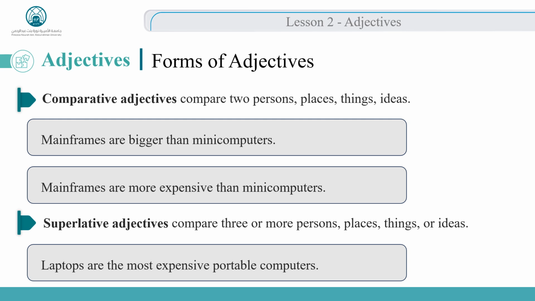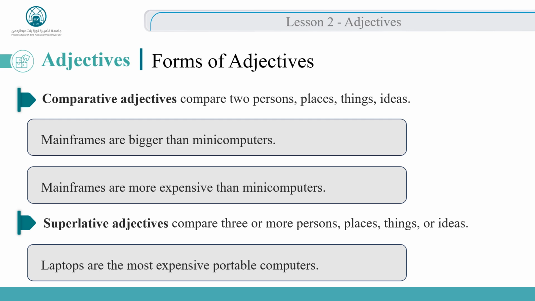But let's first look at some examples of comparative adjectives and superlative adjectives. First, comparative adjectives. Mainframes are bigger than many computers. Here we are comparing two things: mainframes and many computers. And this is how we phrased it.